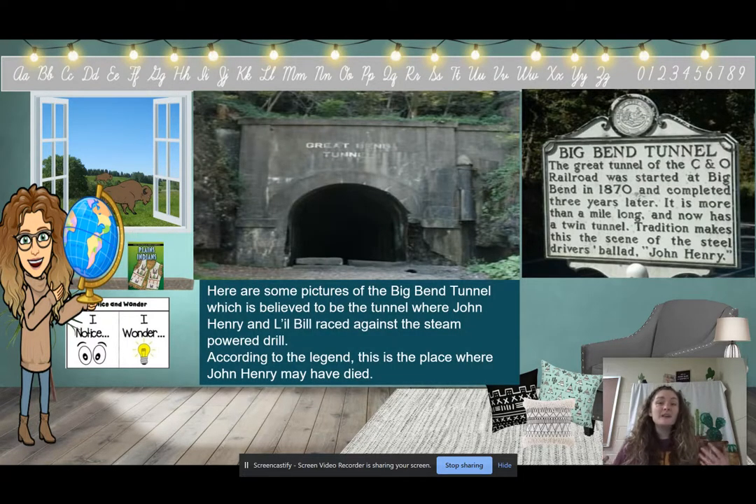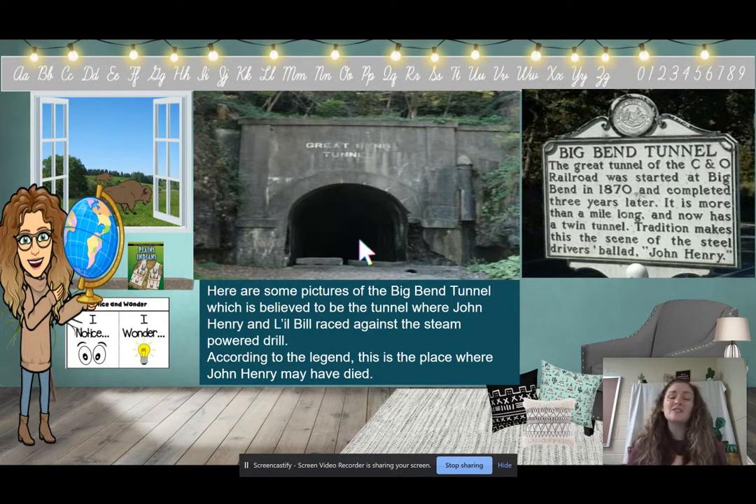So, as we are diving into the real John Henry and the legend of John Henry, let's take a look at some pictures of that tunnel that we learned about the first time we read John Henry's story. On the screen, you can see some pictures of the tunnel where John Henry and Lil Bill race against that steam-powered drill. So this is the tunnel that John Henry beat the machine at. And this is believed to be the tunnel. It might not be, but it's believed to be the tunnel.